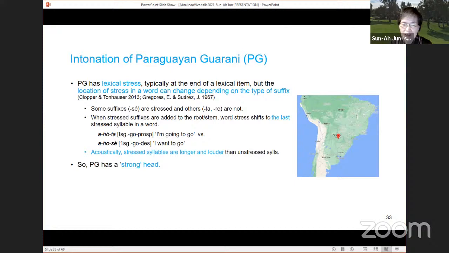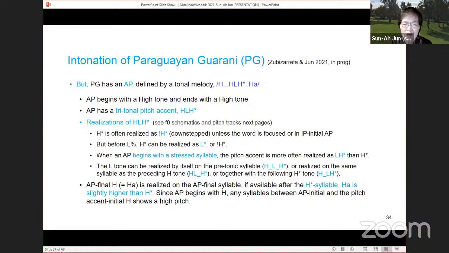But Guarani also has an accentual phrase defined by a tonal melody: high, low, high star, and high A. That means the AP begins with a high and ends with a high, and the pitch accent in the middle is the tritonal pitch accent. How it is realized: if there are three syllables, then they all are realized as high, low, high, but if it's more than that, the beginning high and final boundary high may not be realized. There are different realizations depending on the length of the word, the tonal context, and the location of the word in a phrase.